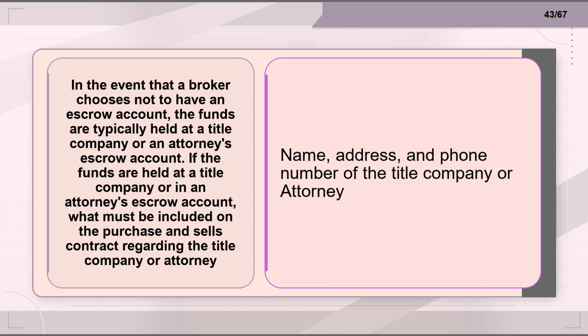Flashcard 43. Term: in the event that a broker chooses not to have an escrow account, the funds are typically held at a title company or an attorney's escrow account. If the funds are held at a title company or in an attorney's escrow account, what must be included on the purchase and sales contract regarding the title company or attorney? Definition: name, address, and phone number of the title company or attorney.